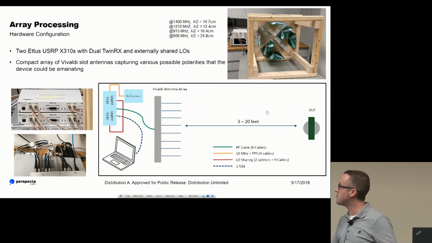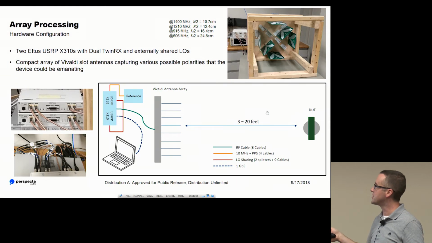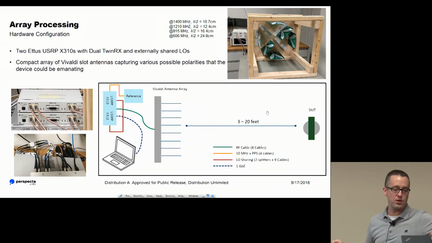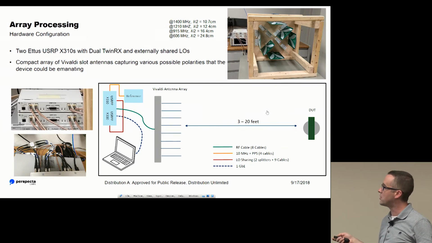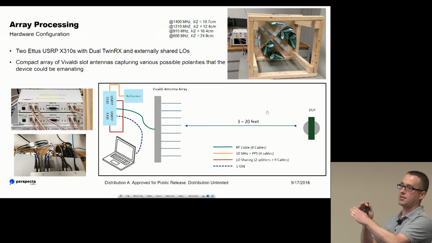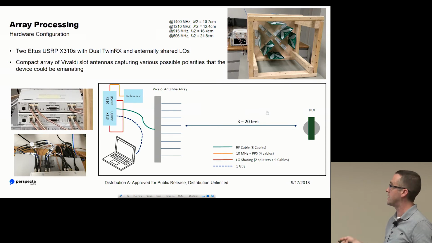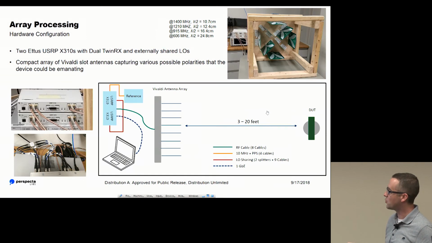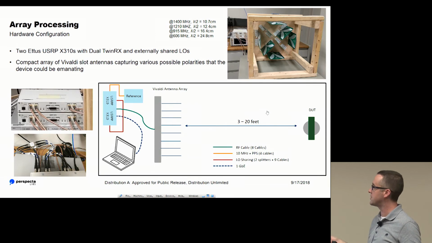So we've set this up in our lab back in New Jersey, and you see our beautifully constructed array here. We have an array of these Vivaldi slot antennas. These are polarized antennas, but we've also noticed that the emanations from devices are polarized as well. So if we're able to cover some range of polarizations, we might catch the signal with some antennas, not catch it with other antennas. We've used two X310s and externally shared the LOs. You can see this rat's nest of wiring back here. This is a synchronized phase coherent 8-channel system.